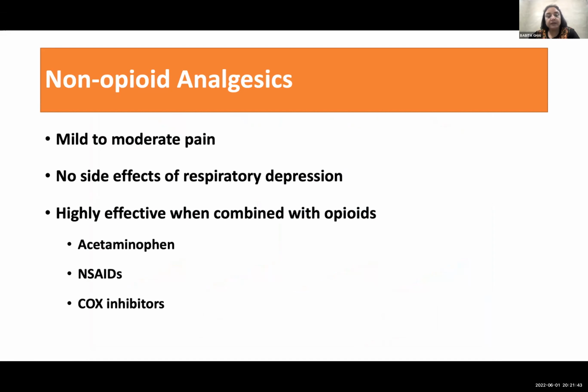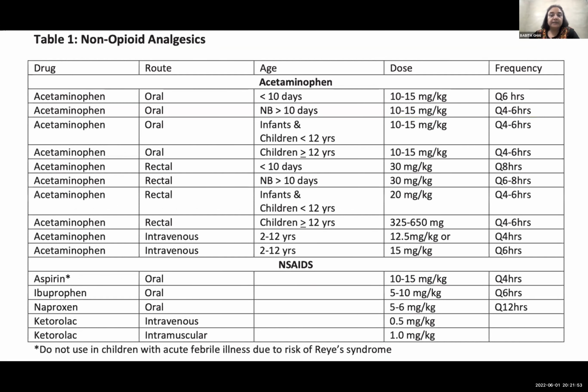The most commonly used medications are acetaminophen, NSAIDs, and COX inhibitors. COX-2 inhibitors are usually reserved for patients more than 40 kg, where the other NSAIDs and acetaminophen have not worked. So this is the dosing for various acetaminophen.